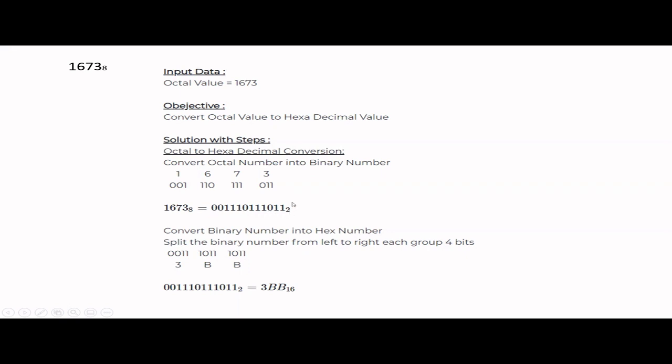So you start with the right-hand side, right corner, and you divide it into clusters of 4. So here you are adding extra zeros. So this one is B. Please refer to the table I showed you. This is also B. This is actually 11. You should know it's 3, right? So 3BB with base 16 will be the answer.